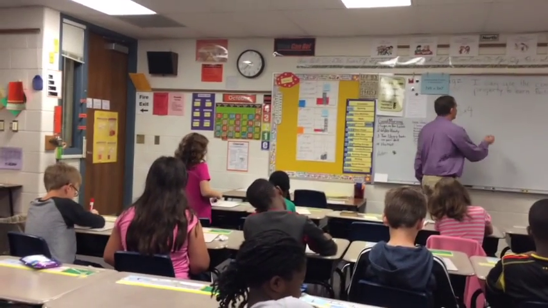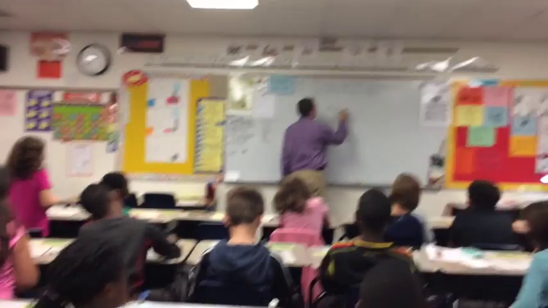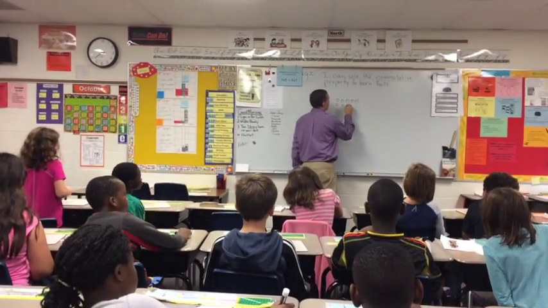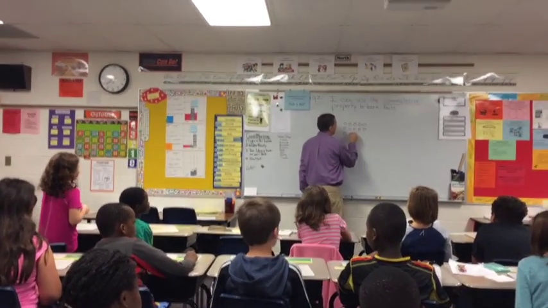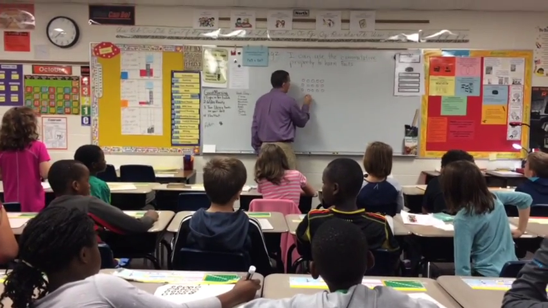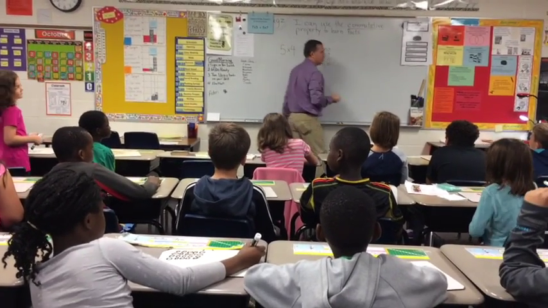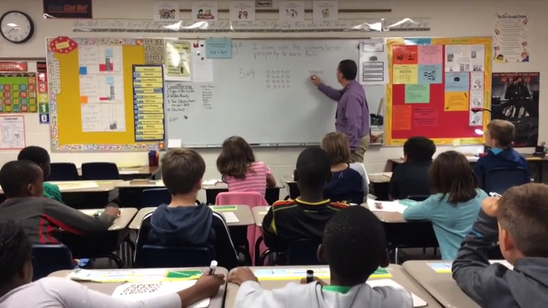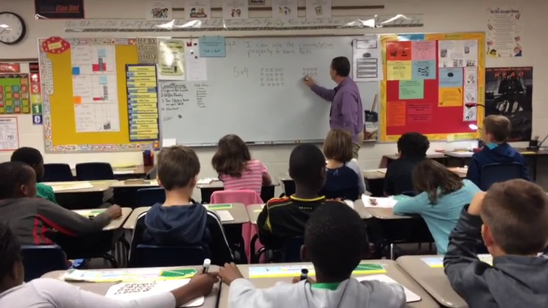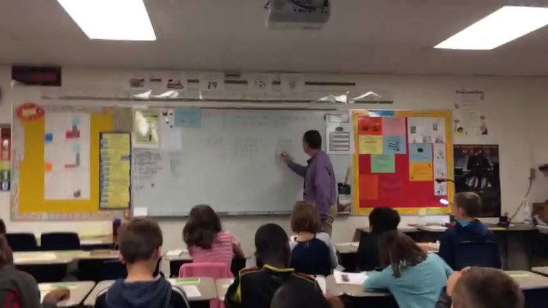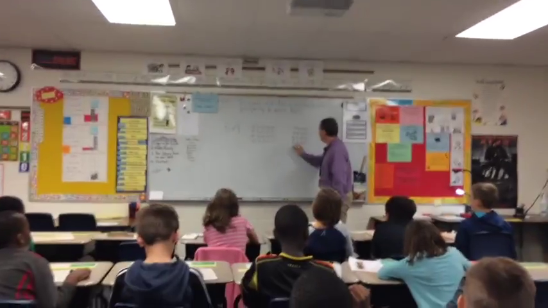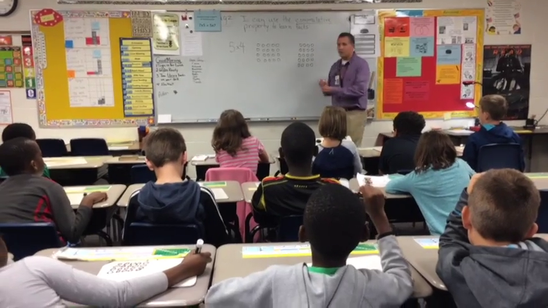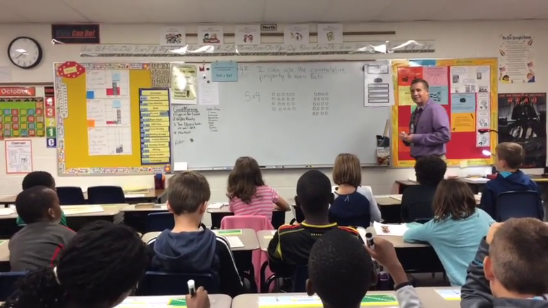Now I saw some people go 1, 2, 3, 4, 5, four times. But wait a minute. I saw some people go 1, 2, 3, 4, five times. Which one of them, Joel, is correct?